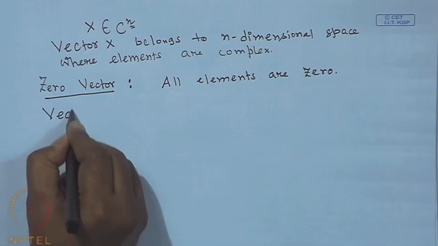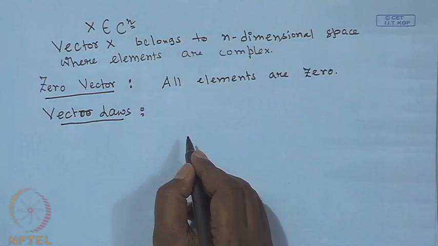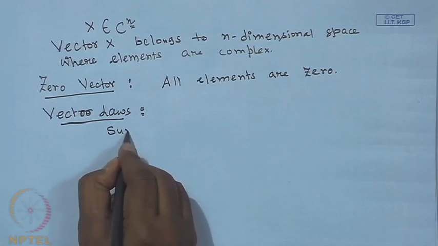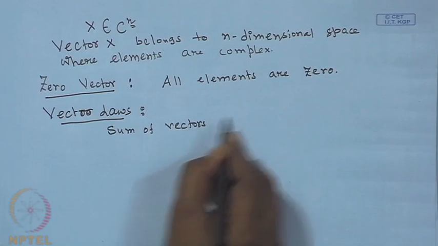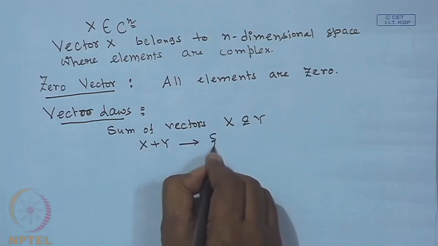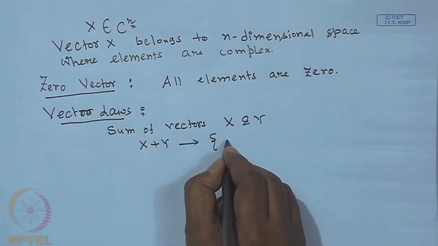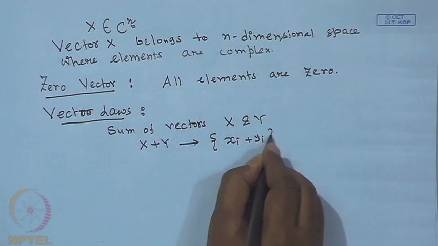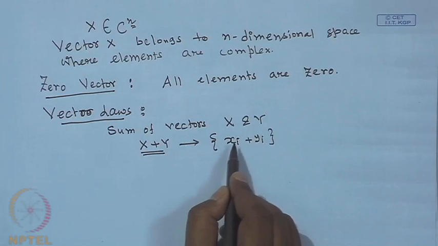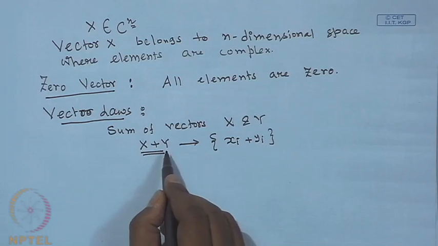Then let us brush up our ideas of the earlier definitions of vector laws, which most of us have studied during your 10+2 days and maybe earlier also. The sum of vectors x and y, that means x plus y, simply indicates a new vector where every element is constituted by summing the corresponding elements of the two vectors. That means every element of the new vector x plus y is nothing but the summation of the corresponding ith elements of the individual vectors. The set of these elements will constitute the vector x plus y.